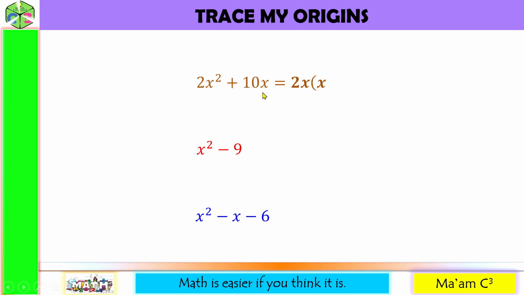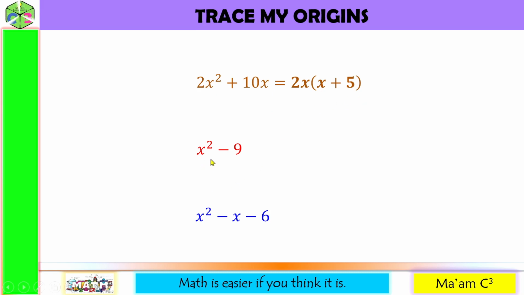Now, 10x divided by 2x. 10 divided by 2 is 5. And then x will be cancelled out with x. Let us do quick checking. 2x times x is 2x squared. 2x times 5 is 10x. So our answer here is correct.